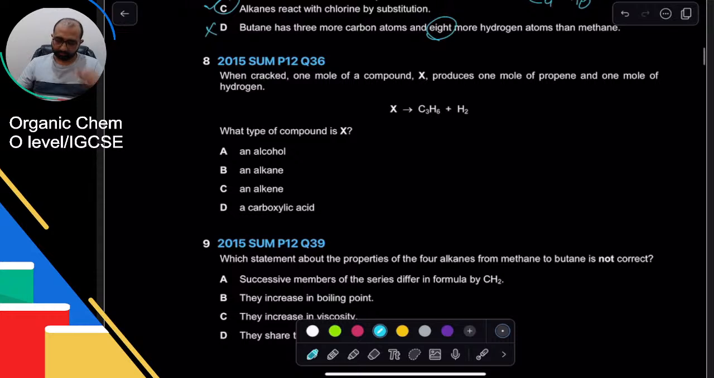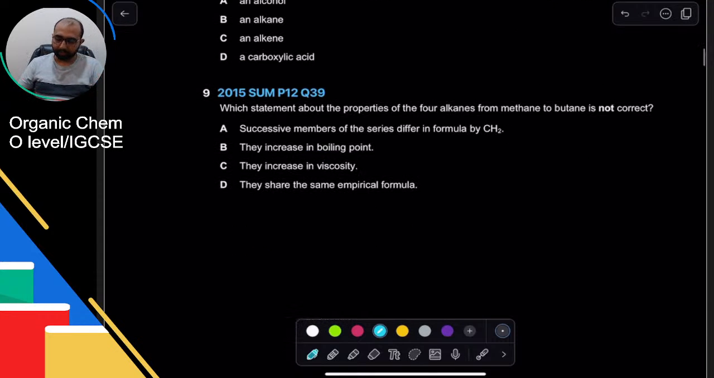Okay. When cracked, 1 mole of a compound... we have already seen this question. Which statement about the properties of the 4 alkanes from methane to butane is not correct? Again, from methane to butane, you're going to see trends. Successive members differ by CH2. That is true for any homologous series. They increase in boiling point. That is also true for any homologous series. They increase in viscosity. Again, viscosity depends on density and intermolecular forces. So when they increase, the density and intermolecular forces increase.